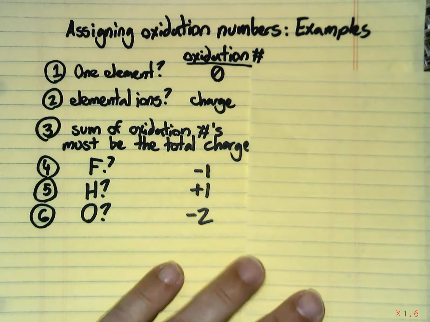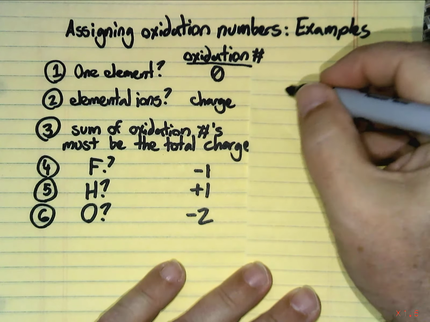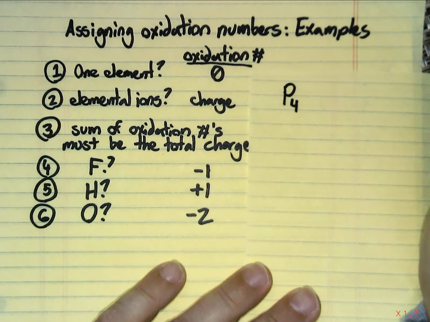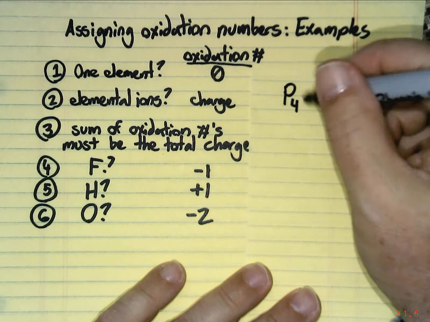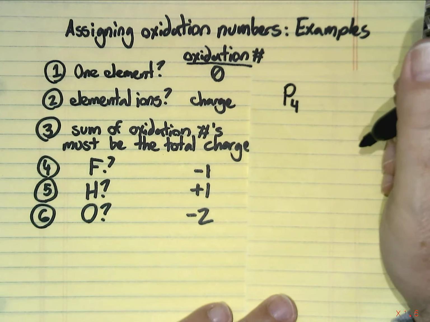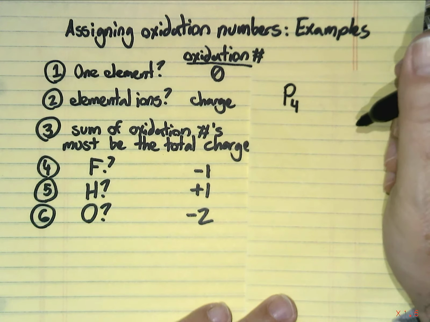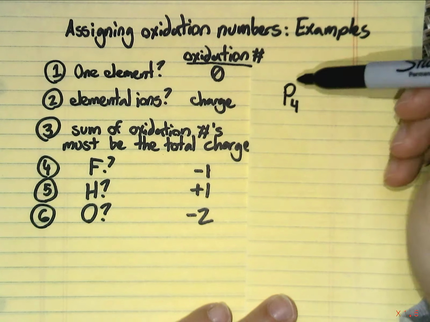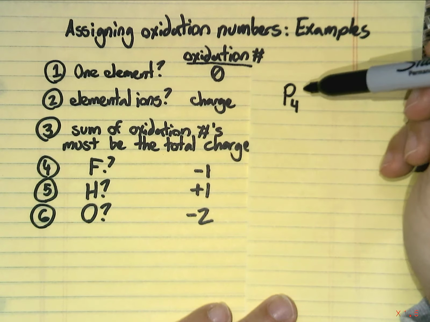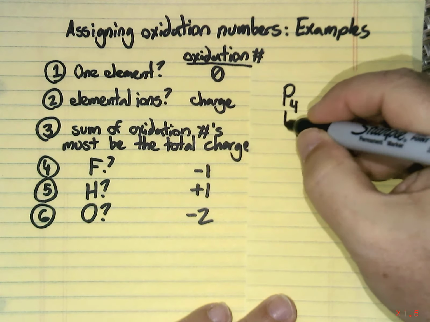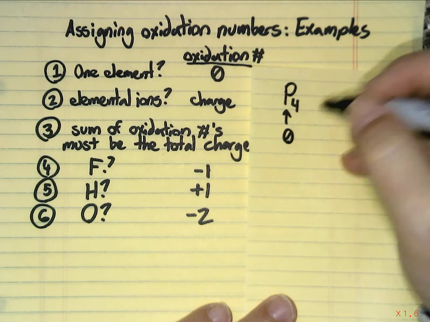Okay, suppose I throw this at you. This is a form of the element phosphorus. You get 4 phosphorus atoms linked together. And I ask you then, what's the oxidation number on the phosphorus? Well, you look at rule 1 and it says, do you have only one element in this thing? You do. All you've got is phosphorus. Then the oxidation number is going to be 0.